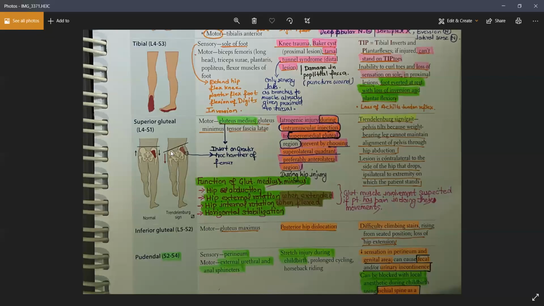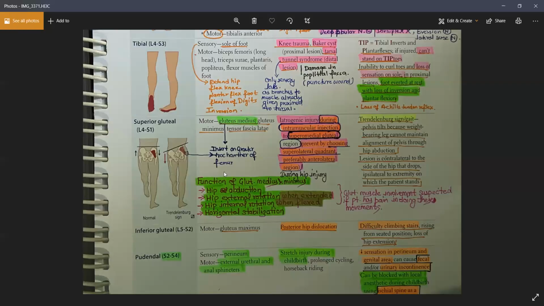This side is normal, which is downward, and the upward part, okay, the side where the pelvis is tilted upwards, okay, you will be having a lesion there. Okay, so the lesion is always contralateral to the side of the hip that drops. Okay, and ipsilateral to the extremity on which the patient stands. So that's about the superior gluteal nerve damage. So please remember other functions of these muscles also.